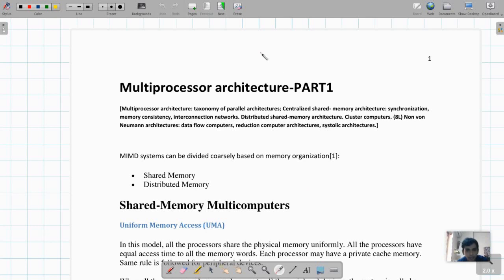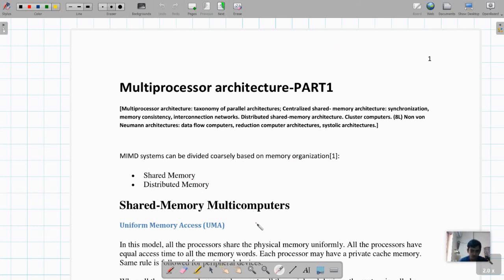Hi everyone, in today's video we are going to learn about multiprocessor architectures. Multiprocessor systems can be divided roughly based on memory organization, and can be classified into two broad categories: shared memory and distributed memory architectures.